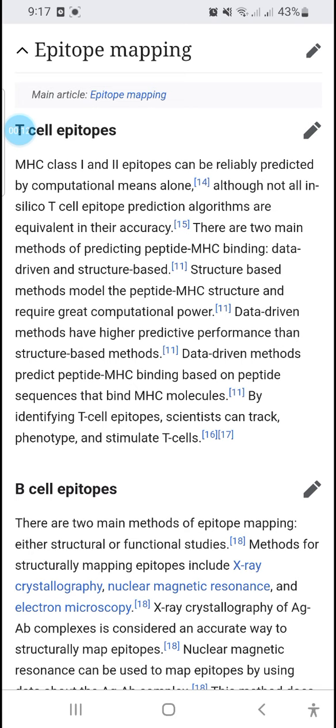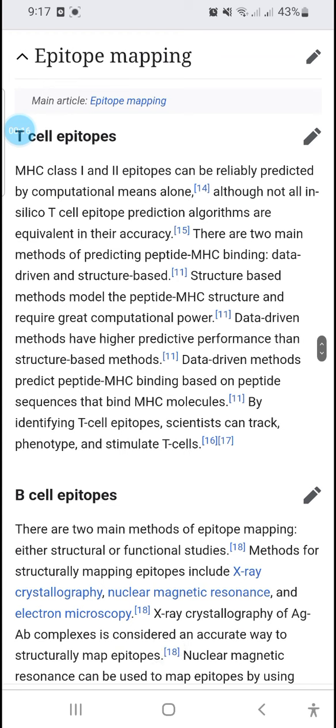Then we start our topic. Epitope mapping. T cell epitopes. MHC class 1 and 2 epitopes can be reliably predicted by computational means alone, although not all in silico T cell epitope prediction algorithms are equivalent in their accuracy.